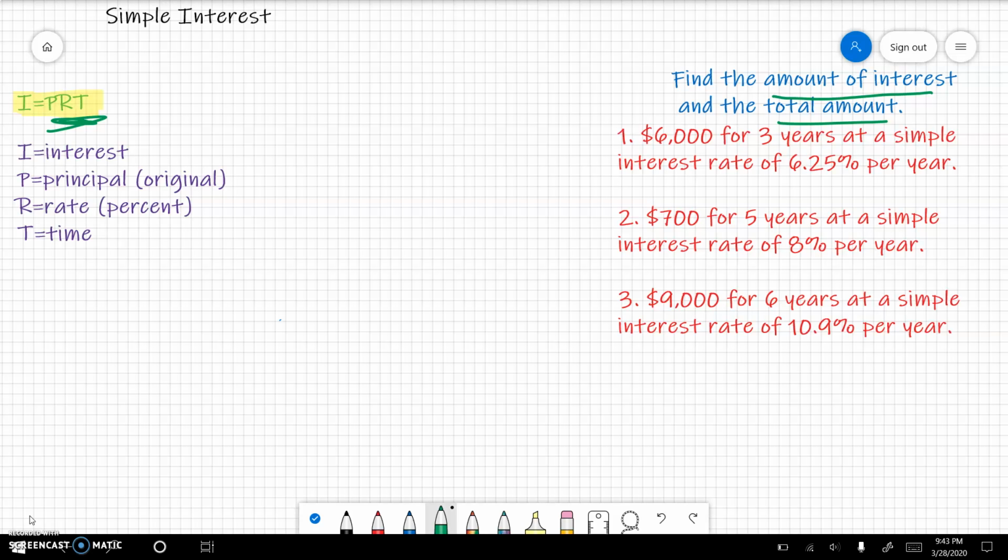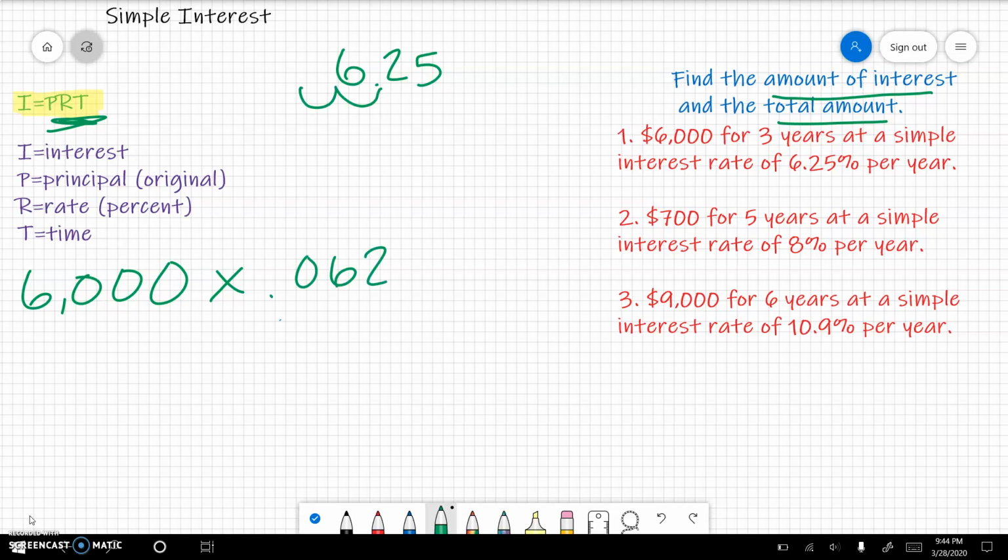So I equals PRT. I have $6,000 for 3 years at a simple interest rate of 6.25% per year. So look at my formula. P is the principal, the original amount. So that's $6,000 times R, which is my rate, my percentage rate. Just like every single lesson we've done in this chapter, change your percentage into a decimal before you can multiply. My percent is 6.25. To change that into a decimal, I move it over twice. So 0.0625 times my time, and in this question it says 3 years.